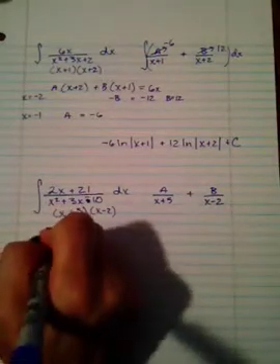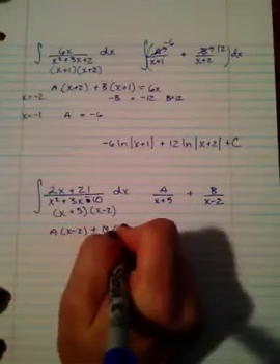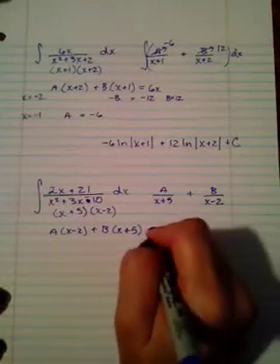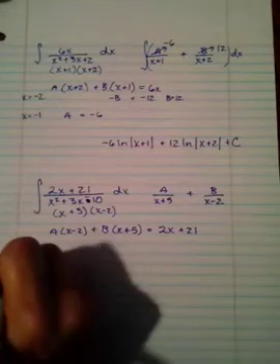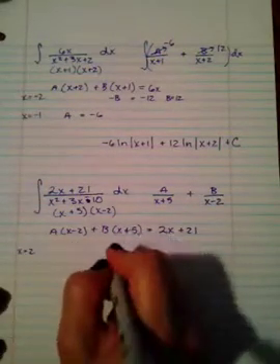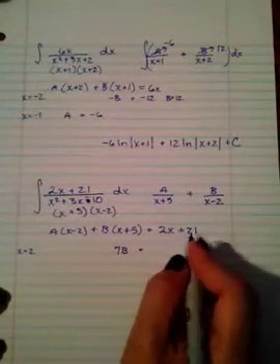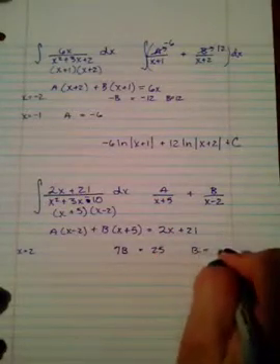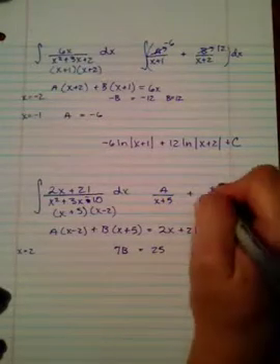So a times x minus 2 plus b times x plus 5 equals my actual numerator of 2x plus 21. First value of x I'm going to pick is 2 to make this term equal to 0. Then 2 plus 5 is 7. So 7b equals 2 times 2 is 4 plus 21 is 25. So b equals 25/7.